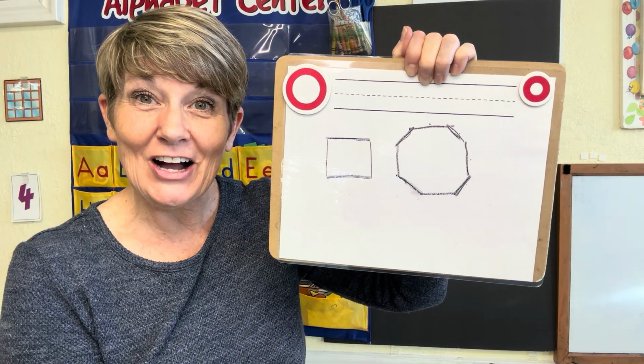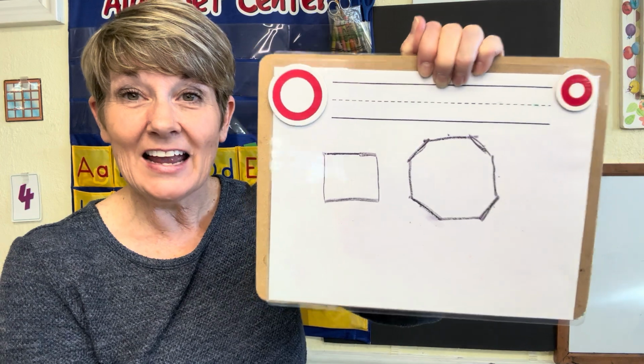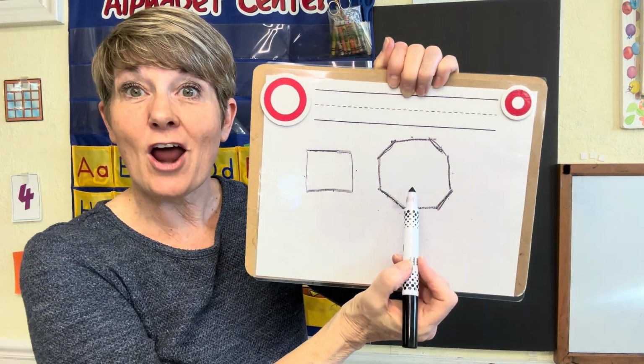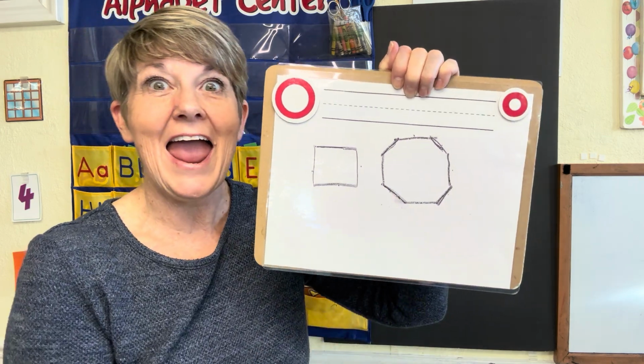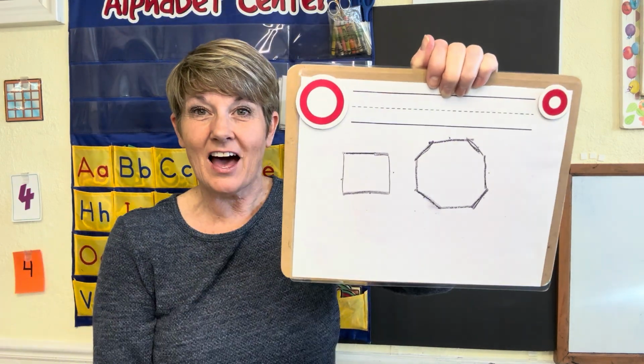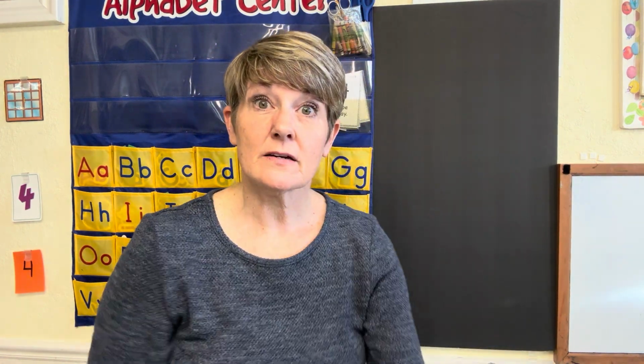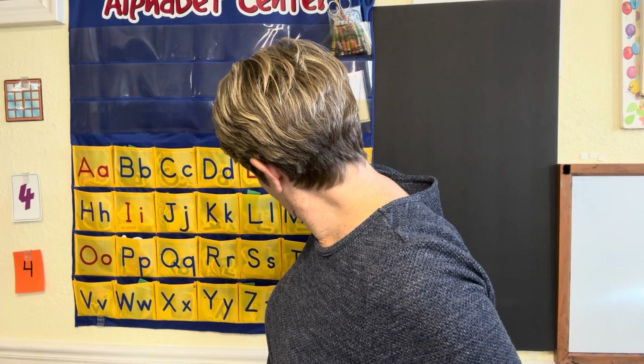We have an octagon. Is that kind of cool? A square only has 1, 2, 3, 4 sides, but an octagon has 8 sides. That's a lot of sides. You know what? Let's see if we can find an octagon. Shall we look right here and see if we can find an octagon?